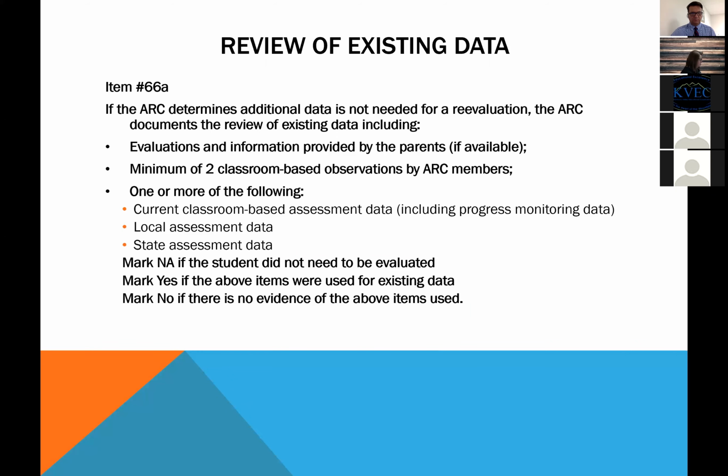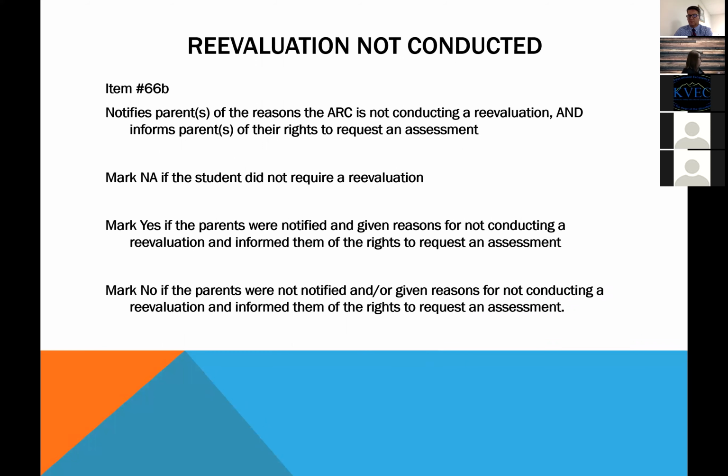You're going to mark NA for the student that did not have to be evaluated, and you're going to mark yes if you have those items for existing data, and you're going to mark no if there's no evidence of the above items used. So when we go in there and look at that existing data, if it's just like a 1-sentence thing, I mean, that's a no. You've got to be specific in there because this is based on determining if the child continues to need special education services. All right, so reevaluation not conducted.